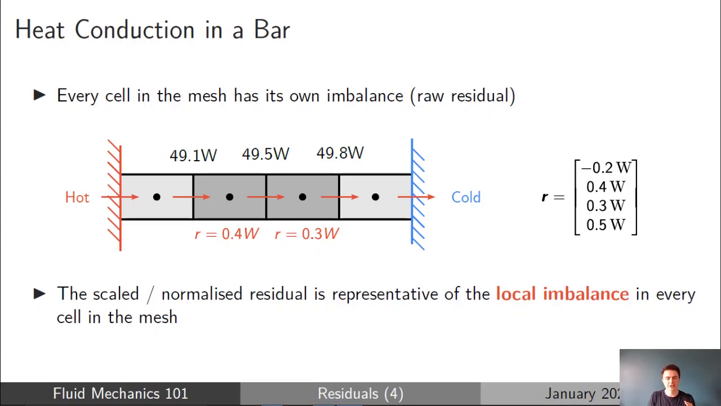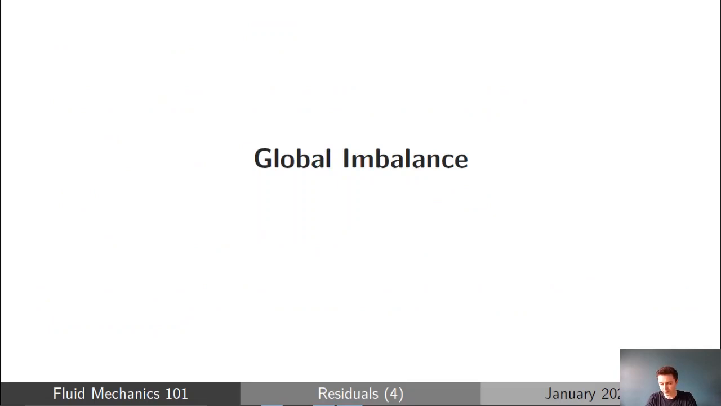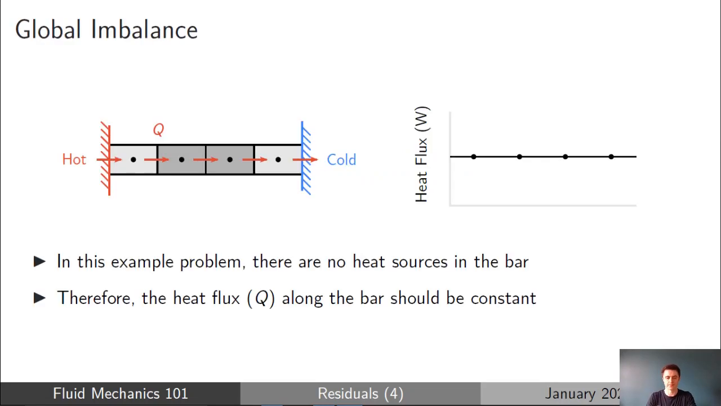the mesh. And that's really what I want you to be thinking about here, is that when this residual is scaled, we're talking about the imbalance in a particular cell in the mesh. And that's why every cell in the mesh has its own residual, and we get a representative value which we plot on the graph. But the first focus of today's talk is we're going to shift away from that idea of a local imbalance in a particular cell, and we're going to now move on to look at the global imbalance for the entire solution.